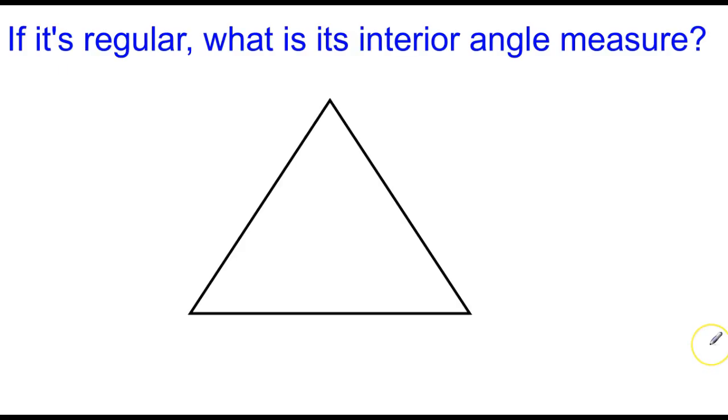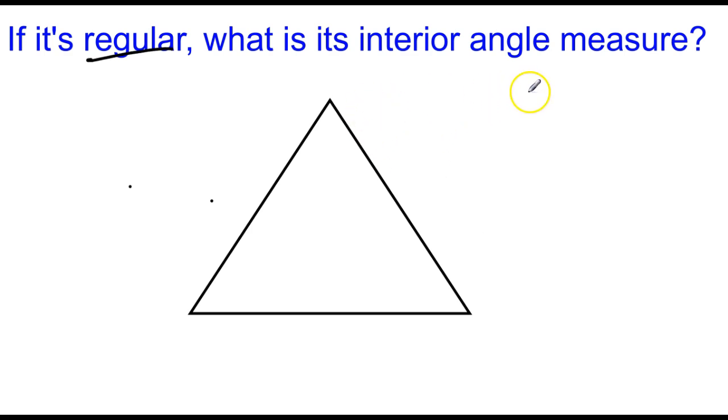Now, I want you to think about something. If we have a regular triangle, what's the interior angle measure? I just want to know, what is this angle measure right here if it's regular? Remember, regular means all the sides are the same and all the angles are the same. So, by the way, what's another word for a regular triangle? It's an equilateral triangle. We have a special word for those.